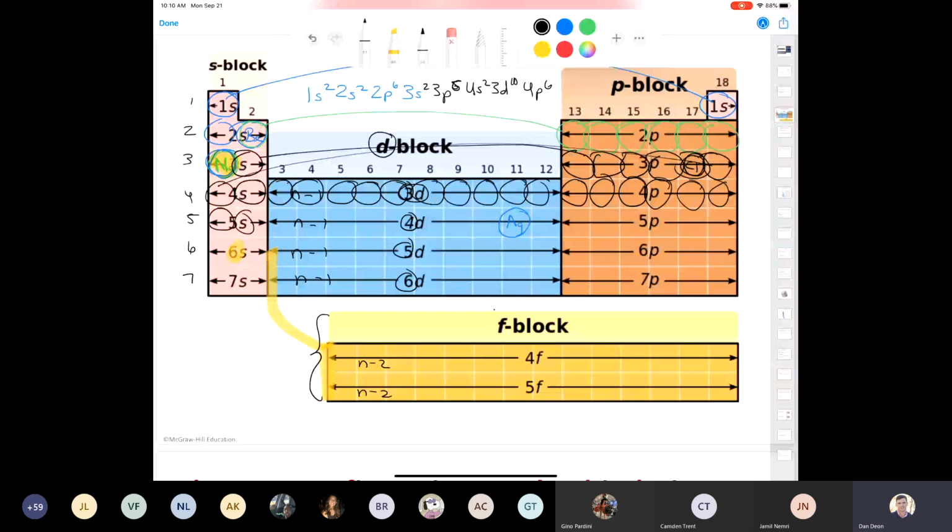5s1, 5s2. So let's put that down. 5s2, 4d1, 4d2, 4d3, 4d4, 4d5, 4d6, 4d7, 4d8, 4d9. So 4d9. Instead of me rewriting this, can I copy and paste that, you think? Give it the old college try here.